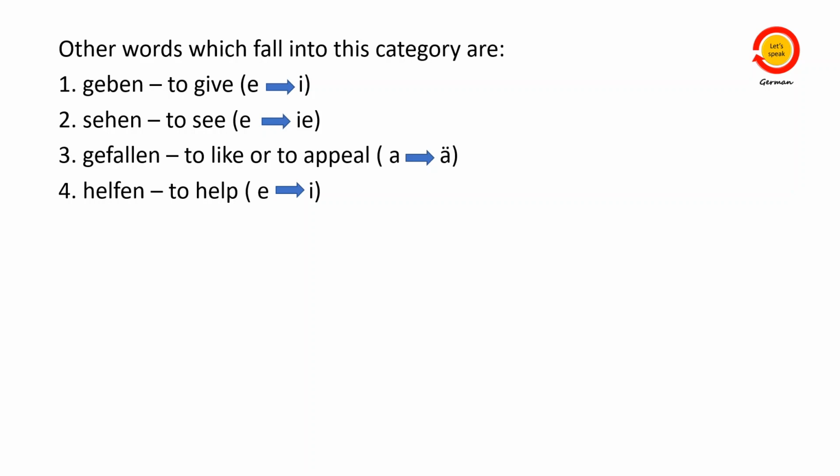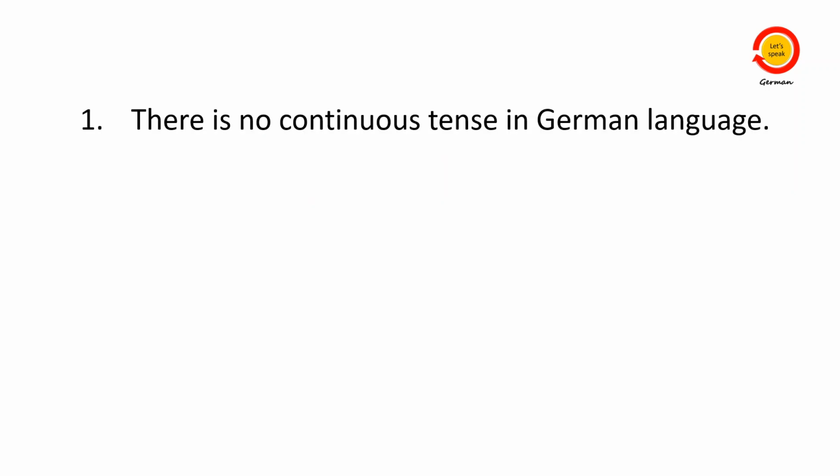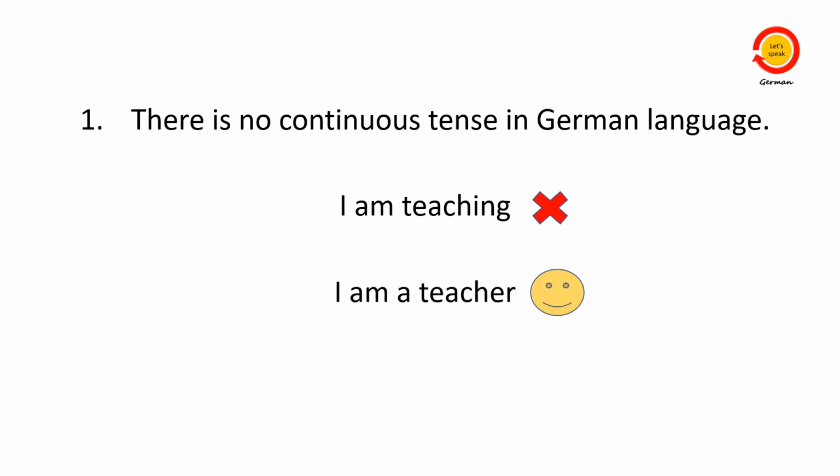Now we shall learn the rules for sentence construction in German. First rule. There is no continuous tense in German language. For example, I am teaching cannot be directly translated to German. Instead, you can say, I am a teacher.